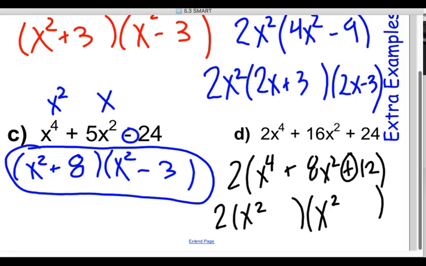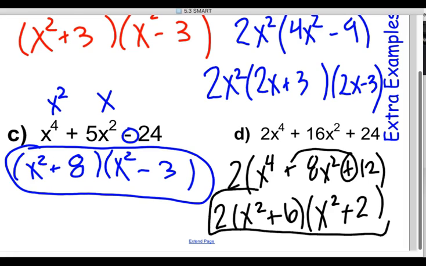They're the same. Look to the middle. What are they? Multiply to 12, add to 8. Can you break that down anymore? No, they're both plus signs. They're not perfect squares. Done.